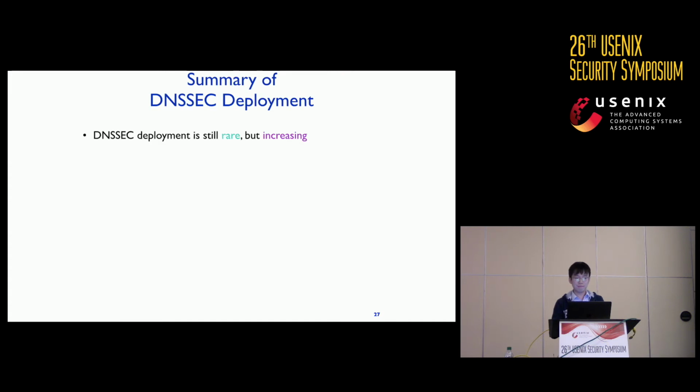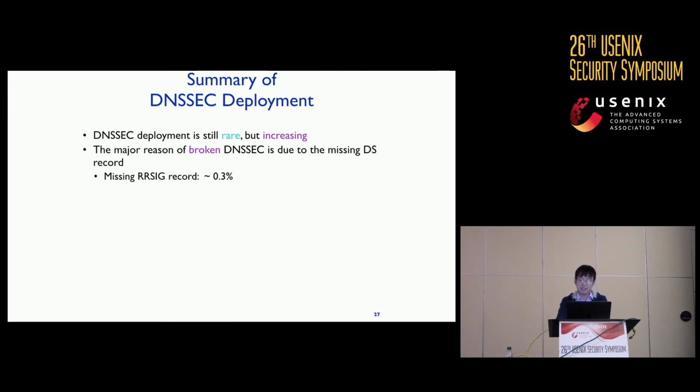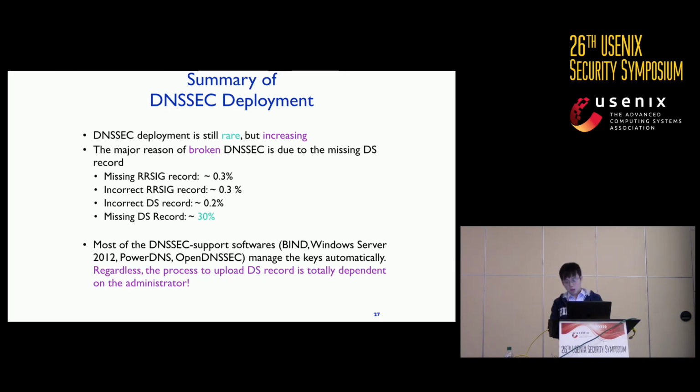So here is a summary. DNSSEC deployment is still rare, but increasing. And the major reason for broken DNSSEC is missing DS record, because signatures are rarely missing. The signature is correct, the DS record is correct, but the missing DS record portion is 30%. Plus, most of the DNS support software, such as BIND or OpenDNSSEC, manage the keys automatically, which means that they generate the key for you and assign the DNSKEY for you. But regardless, the process to upload the DS record to the parent zone depends entirely on the administrator.